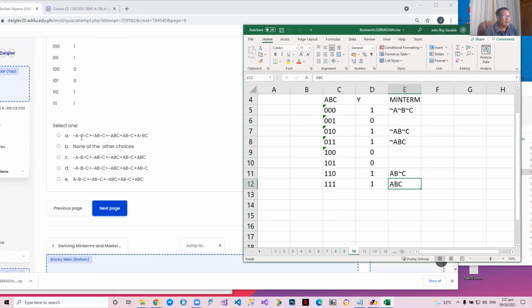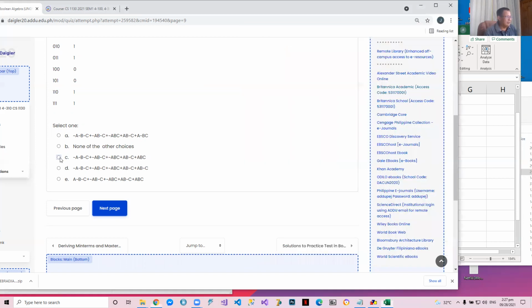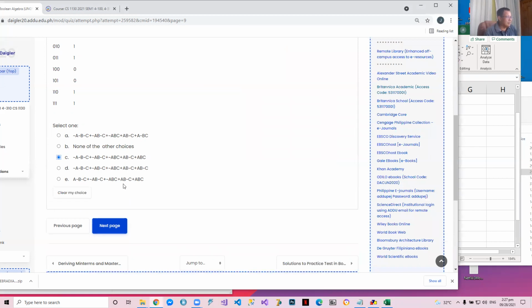Okay. This is A. Not A, B, not C, not A, B, C, A, B, not C. Hindi pwede. Basta A, B, C are last. So A, B, C are last. So it will be C and D. A, B, not C, not A, B, C, A, B, not C, A, B, C. This is correct, no? Okay, they differ in just one line. Dito.